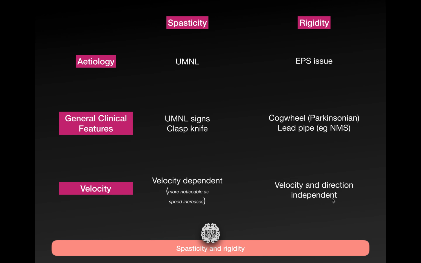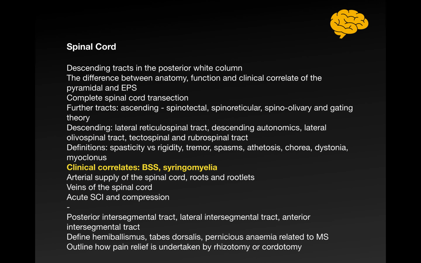This is velocity and direction independent. So it doesn't matter which direction you put it in, it doesn't matter how quick you go, it's the exact same rigidity. The extrapyramidal system does not care about velocity. Remember, the upper motor neuron is regulatory to the lower motor neurons, but the extrapyramidal system is more about finessing, a higher up thing. So that's more the finessing of the upper motor neuron. If you have a loss of that finessing, that's what happens. We've already done that learning outcome, so that's fine.